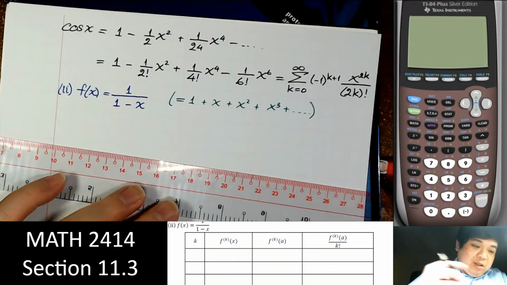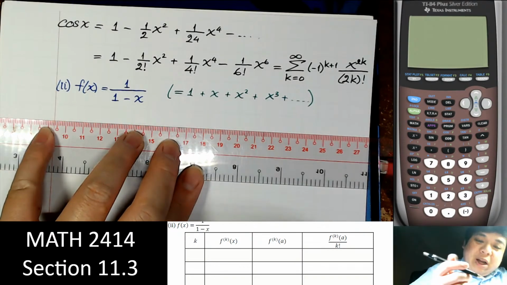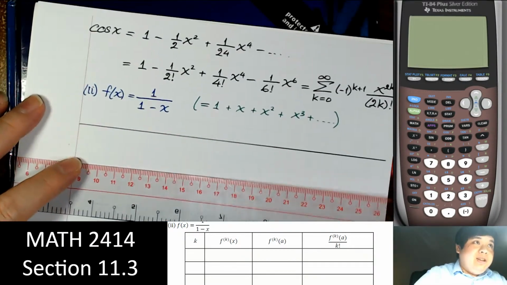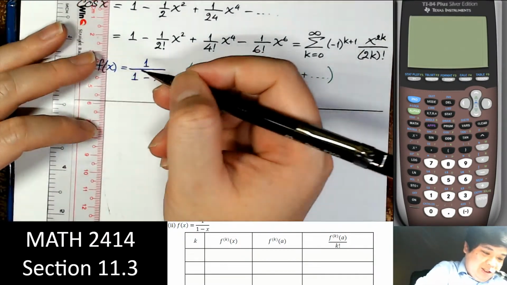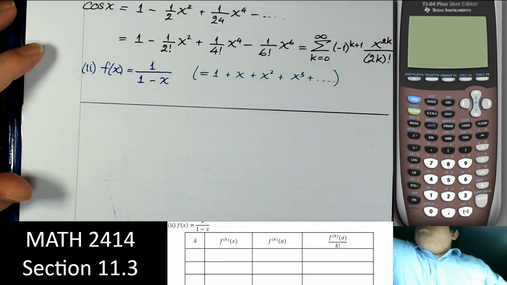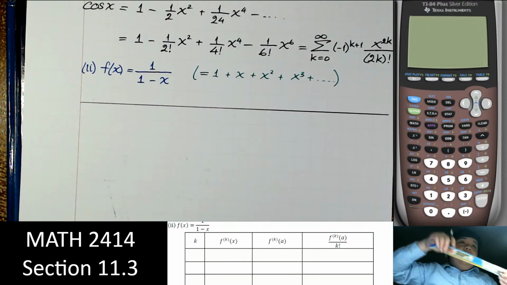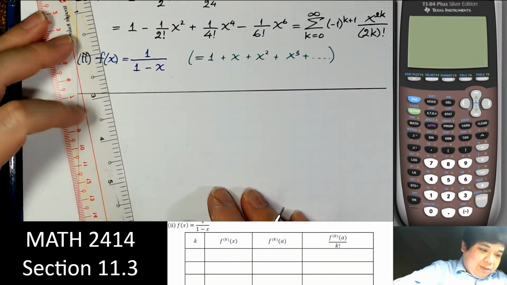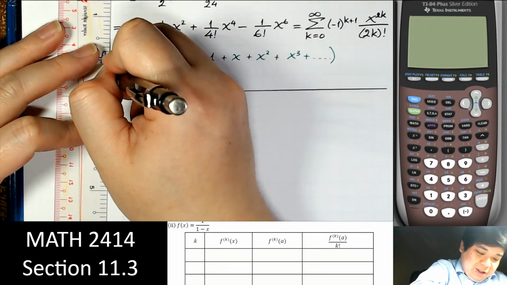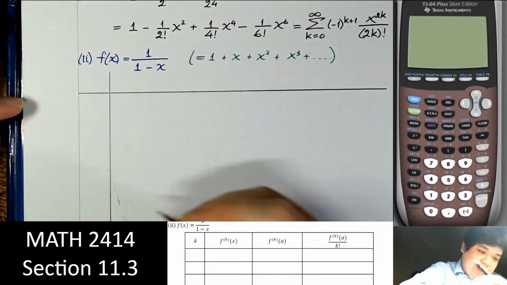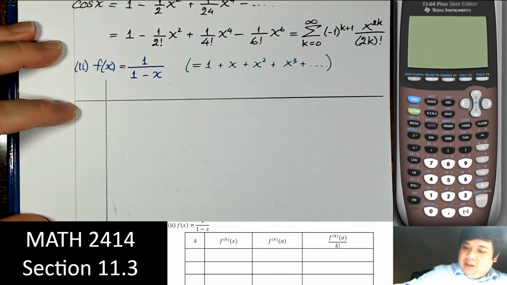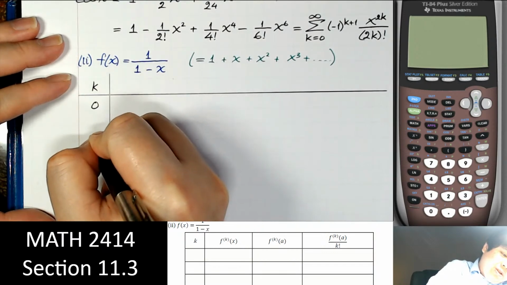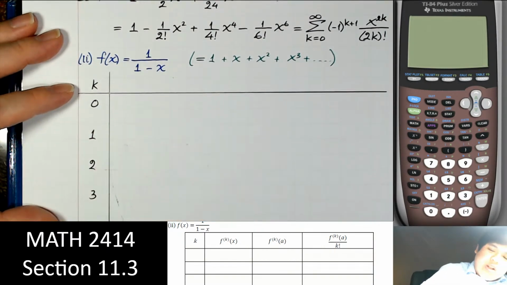I just use pencil. In that case, we can erase. I don't want to make a mess. Let's use another one then. k: 0, 1, 2, 3, up to 3.